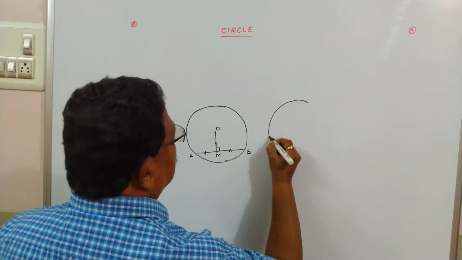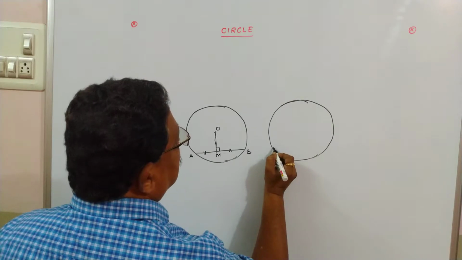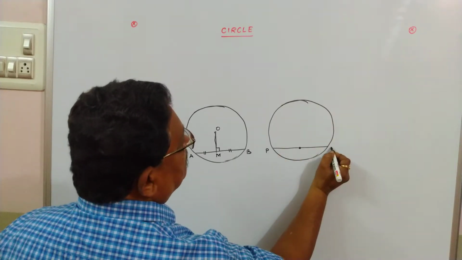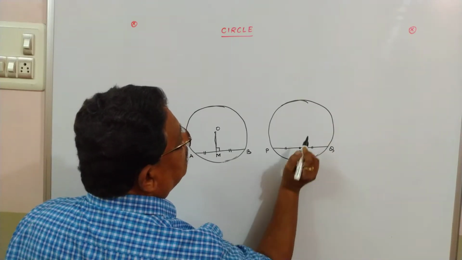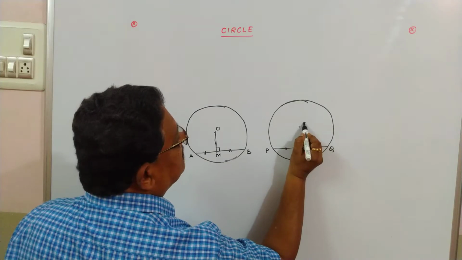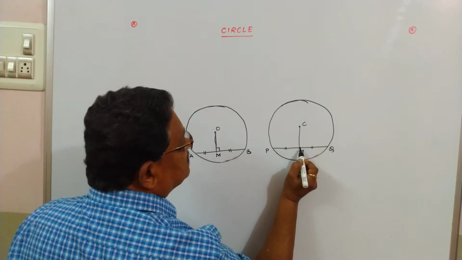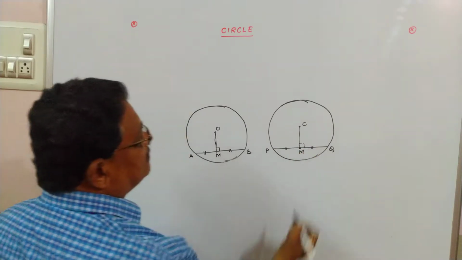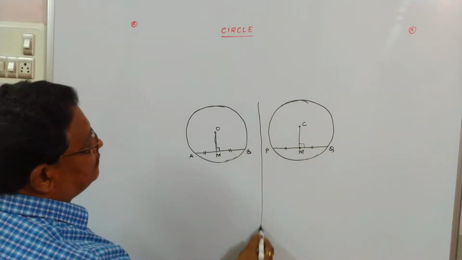Line joining center of the circle and midpoint of the chord. M is midpoint of chord PQ and C is center of the circle. This line joining center of the circle and midpoint of the chord is perpendicular to the chord. Exactly converse of the first one.